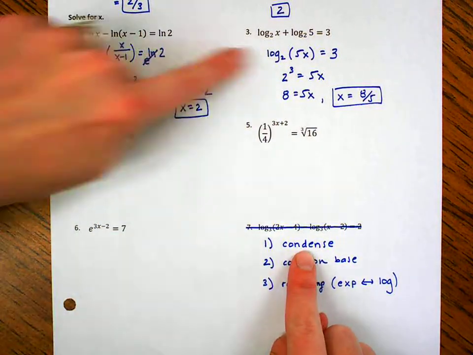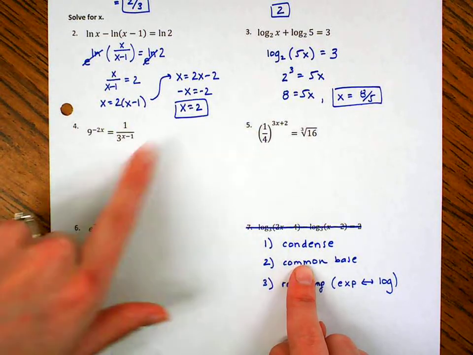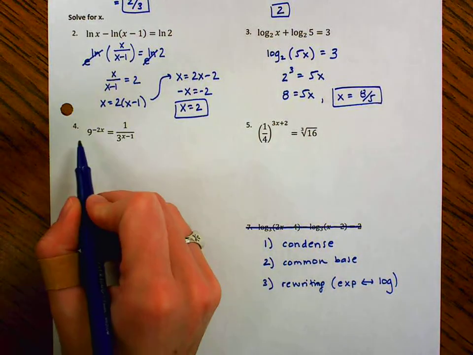We're either going to condense first, which I did in the previous video. You're going to find a common base. We're going to do that in a minute with 4 and 5. And then sometimes we just have to rewrite. That's all we can do. So let's start with number 4.